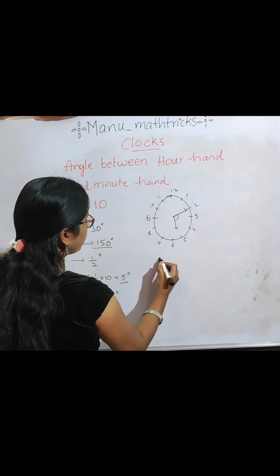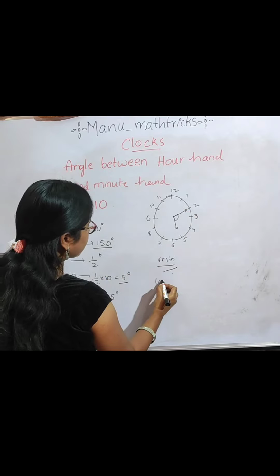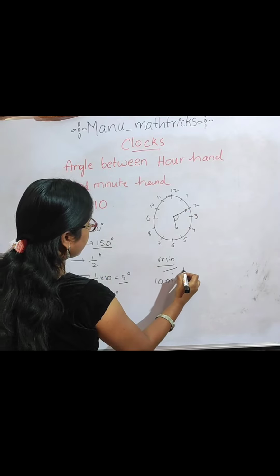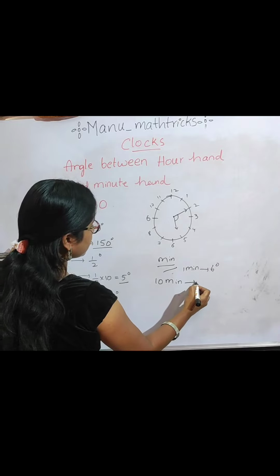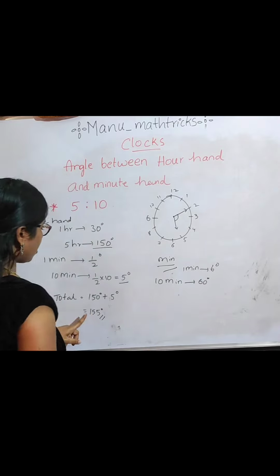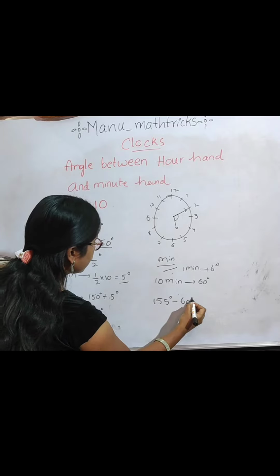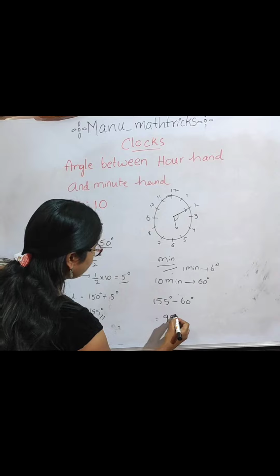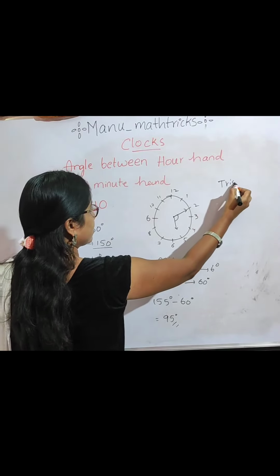Now consider the movement of minute hand. For 1 minute the movement is 6 degrees. So for 10 minutes the movement of minute hand is 60 degrees. Now take the difference between the angles, that is 155 minus 60, it gives 95 degrees. It is the angle between both the hands, between our hand and minute hand.